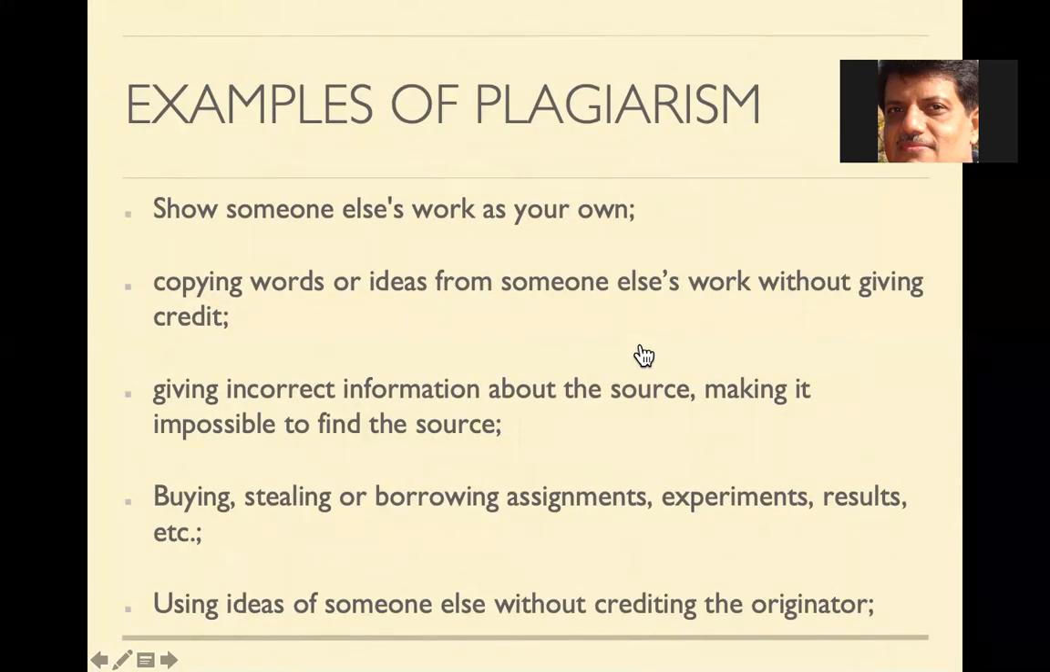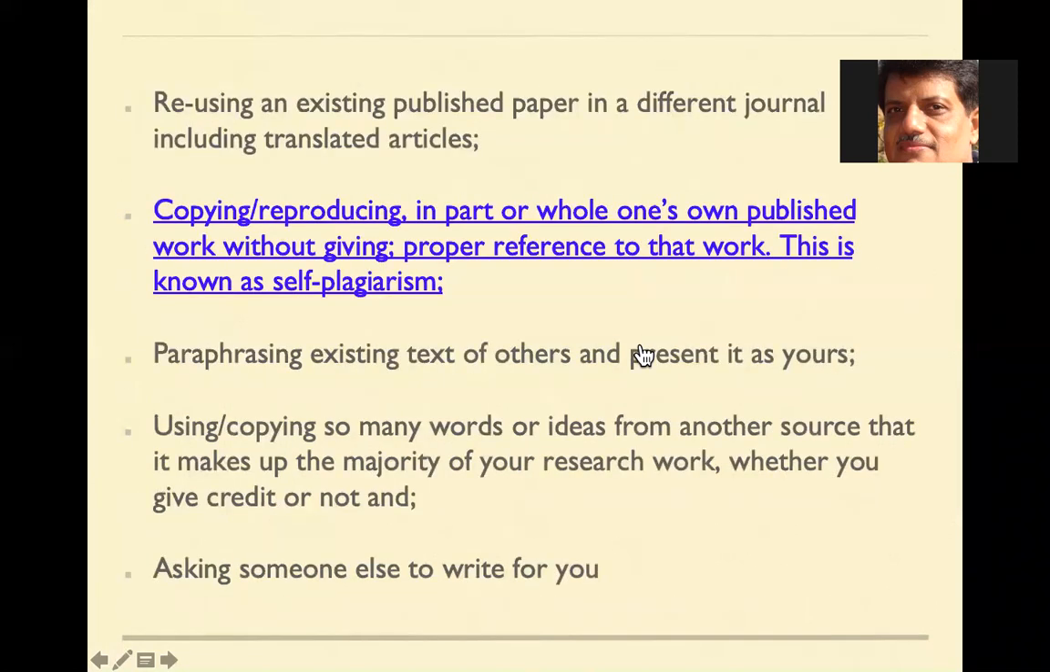And these are some of the examples of plagiarism: showing someone else's work as your own, copying words or ideas from someone else's work without giving credit, and giving incorrect information about the source. This is also plagiarism if you do not give correct information about the source. And then, buying or stealing assignments, experiments, results, etc., using ideas of someone else without crediting the originator, and reusing an existing published paper in a different journal, including translated articles.